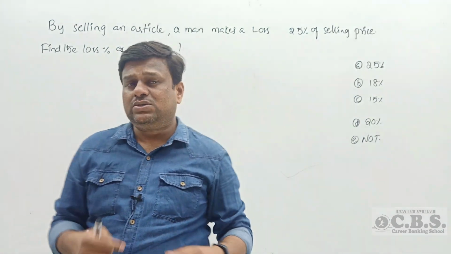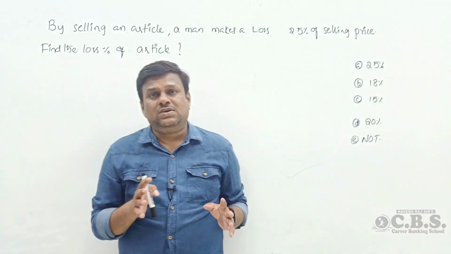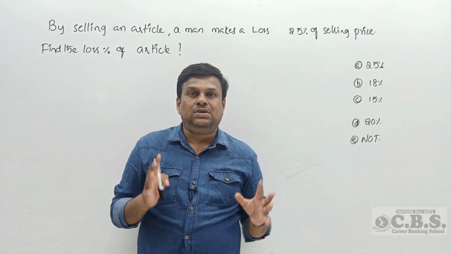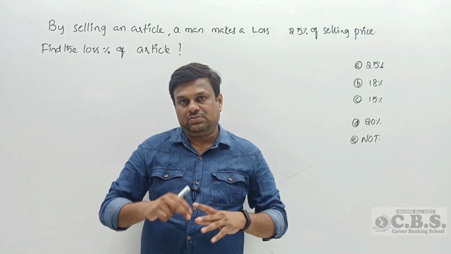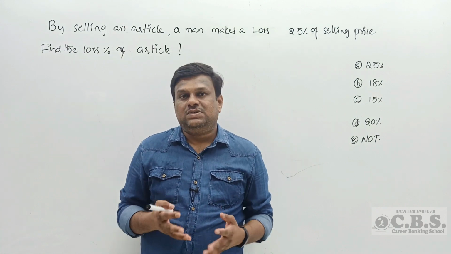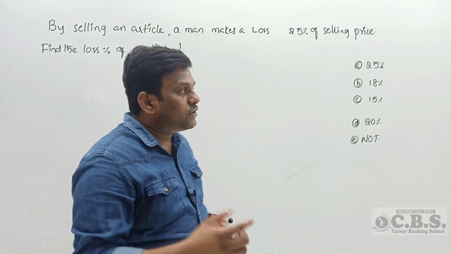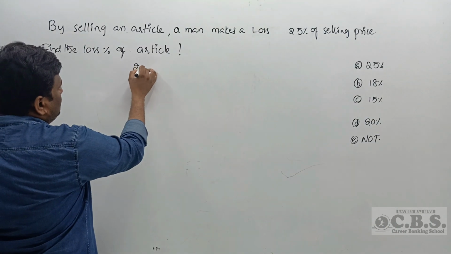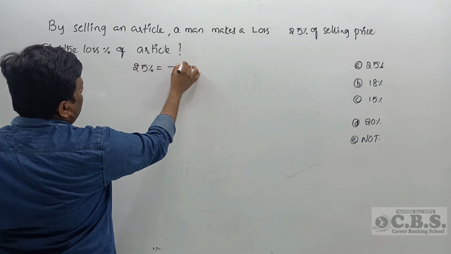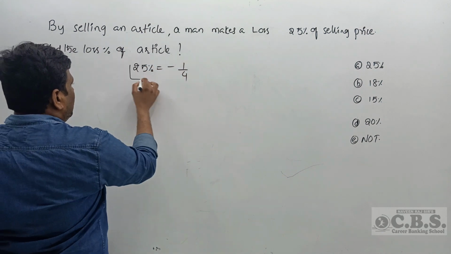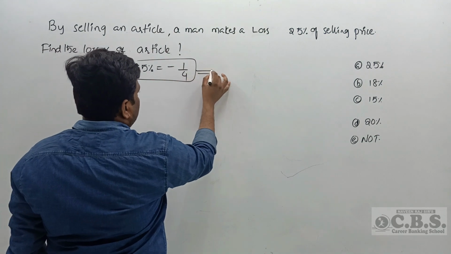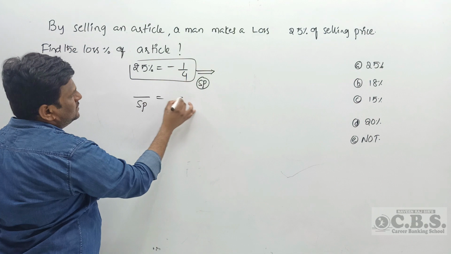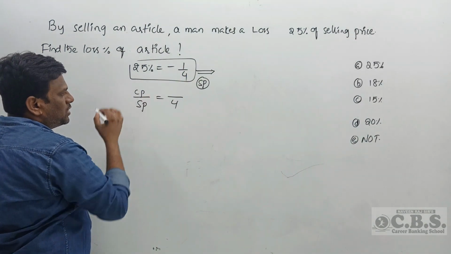The intention of the question is, he measured loss with respect to selling price, but by default loss percent is always intended to be found with respect to cost price. Now our duty is to find the loss percent with respect to cost price. Here the loss is specifically mentioned at selling price. 25% is 1 by 4. It is specifically mentioned at selling price. Therefore, here selling price is how many parts? 4 parts. Now we can go for cost price.